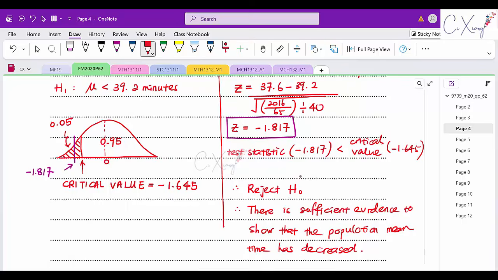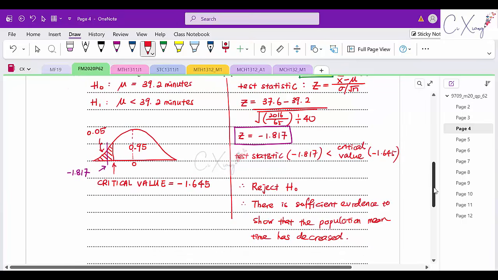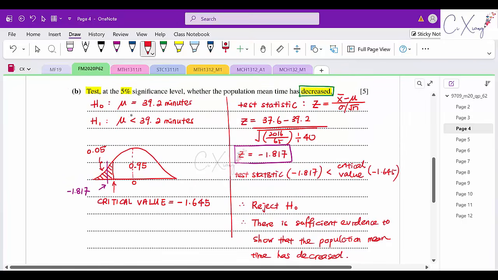Okay, so basically, these are the important steps that you need to show when you want to carry out a test. There are 5 main parts. For me, I separate into 5 main parts here. Null and alternative hypothesis, then the critical value, test statistic, comparison statement, and also the conclusion. All right, so this is how we solve this question.